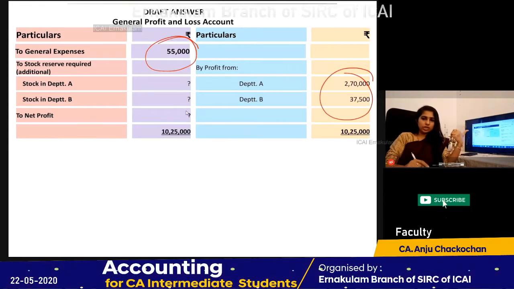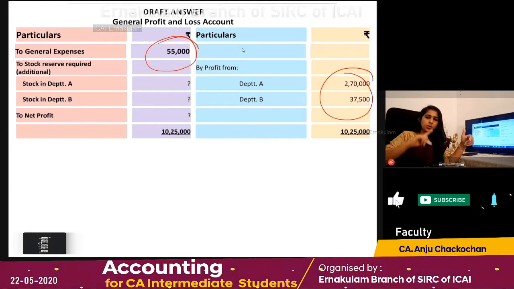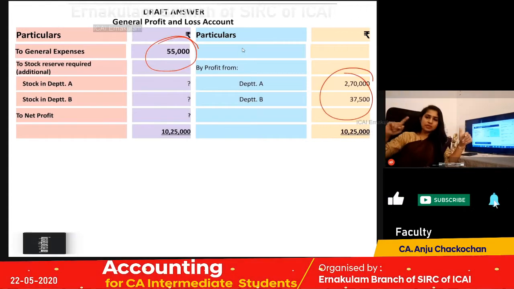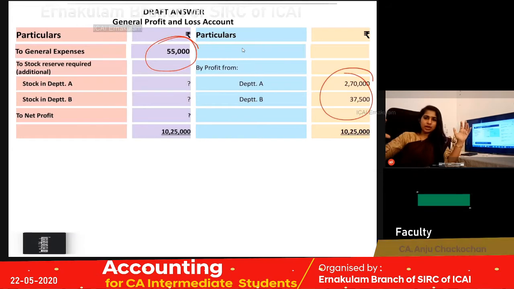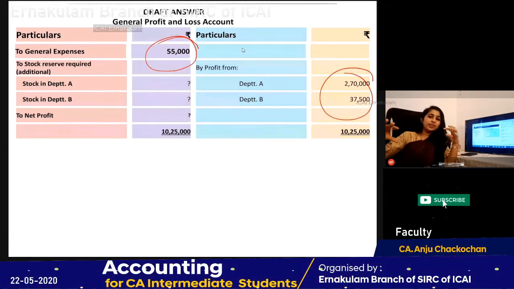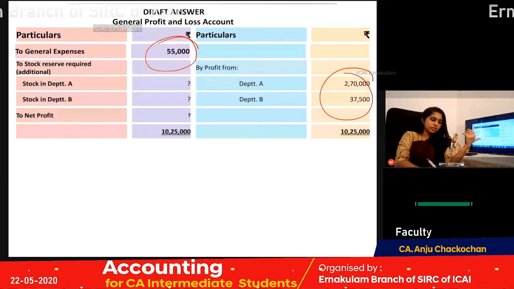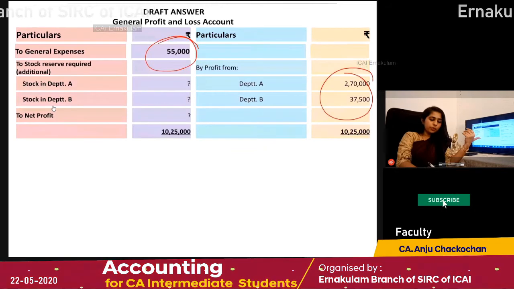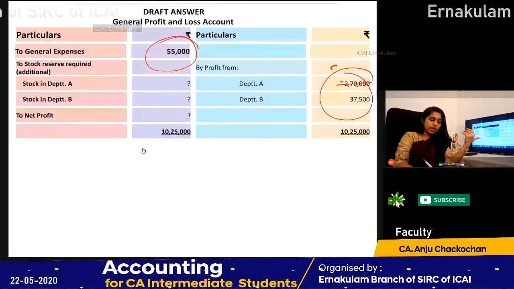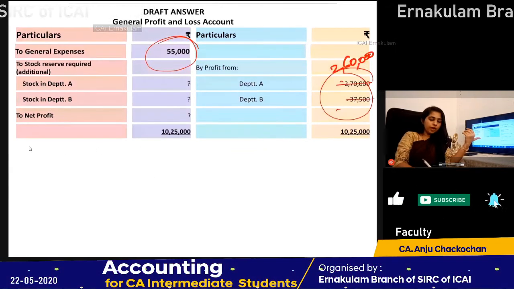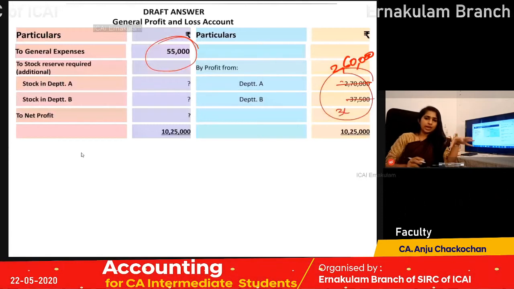10,000 and 3,000 are to be reduced in the P&L portion. You have 2,70,000 and 37,500 as the gross profit. From that, reduce the amount of 10,000 and 3,000 as the selling expenses. So your final net profit will be 2,60,000 and 34,500. This will be your final net profit.